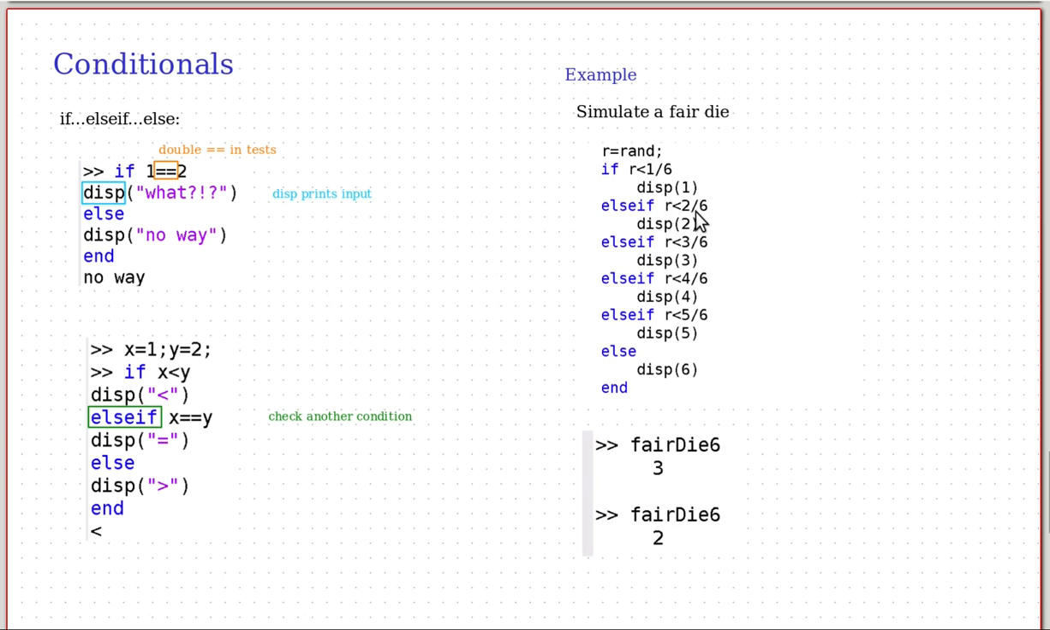So then we keep doing this sequence of conditions, right? If r was not less than 2/6, then we check is it less than 3/6, in which case we can assume it represents a 3. And if not, we'll check is it less than 4/6, in which case it represents a 4. And if not, we'll check whether it's less than 5/6. If it's not less than 5/6, then the only possibility left is it must represent the highest number you can roll, which would be a 6. So you can enter this into a script and then execute it. I called the script fair die 6, and every time you execute it, you get a different random number between 1 and 6. So this is a way of simulating a die roll in MATLAB.